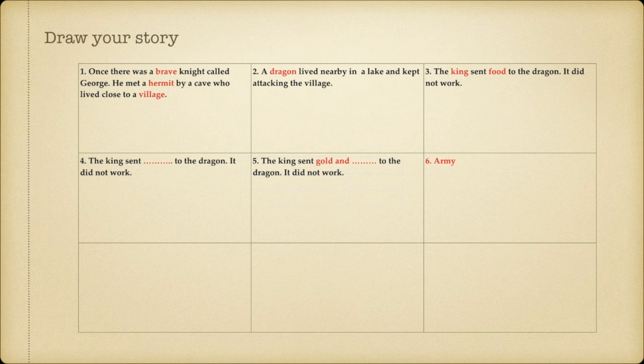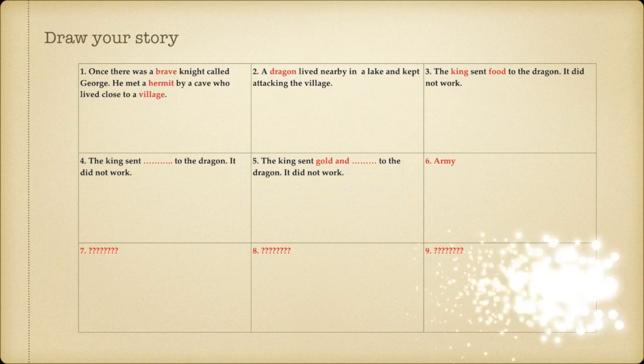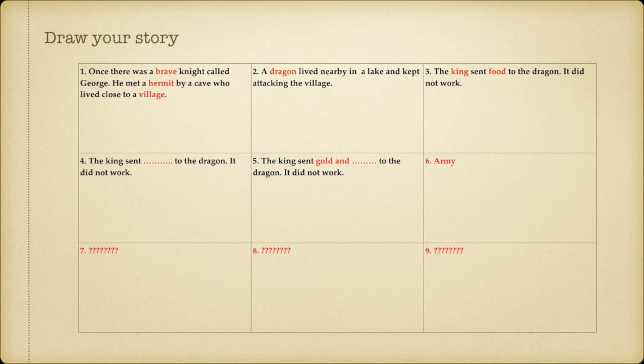And number 6, only put the key word army. What did the army do? Where did the army go? And what happened when they went there? So draw some images to go with rectangle number 6. It's to do with the army. Now in the bottom row, I've put question mark 7, question mark 8, question mark 9.